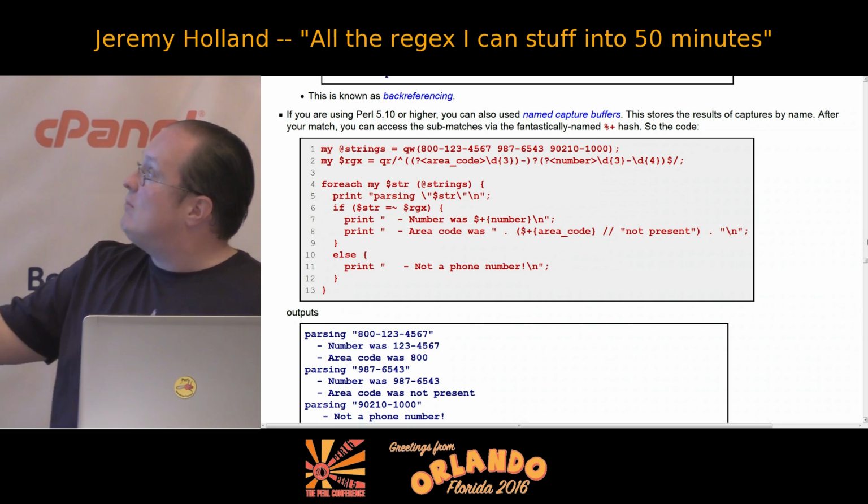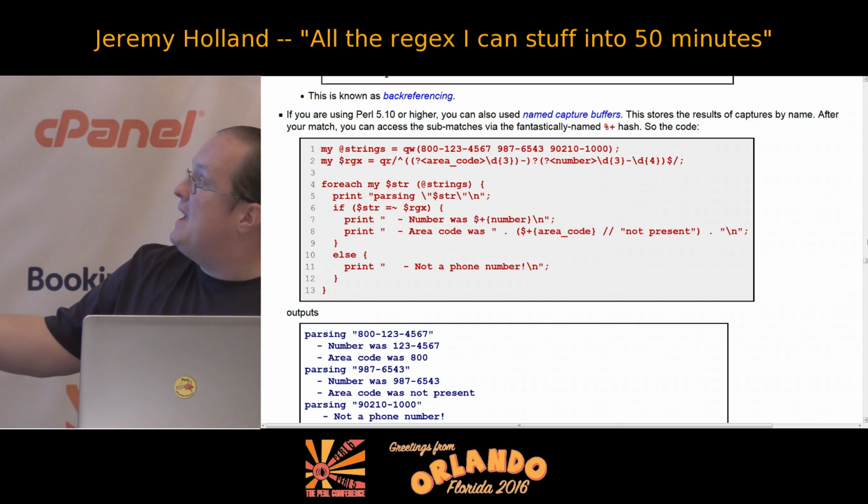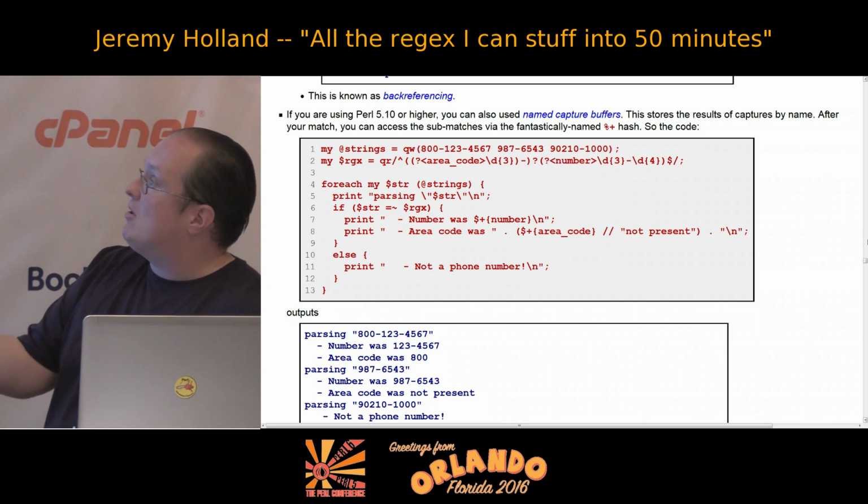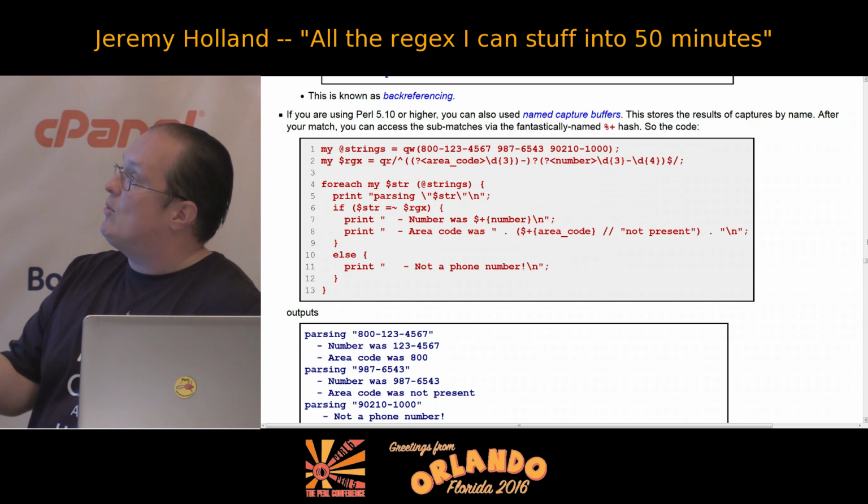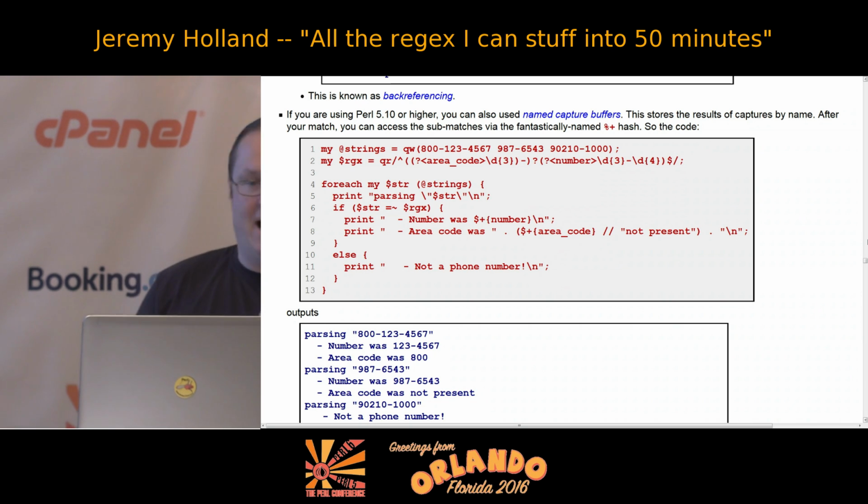So if you're matching phone numbers, you can name the first capture buffer as area code. Notice there's another capture buffer here, which we aren't going to care about. And then the area code is optional, and then you have another named parenthetical expression, which matches the main part of the phone number. So when you parse a string that looks like a phone number with an area code, that will be captured. And you can get these in the wonderfully named %+ hash.